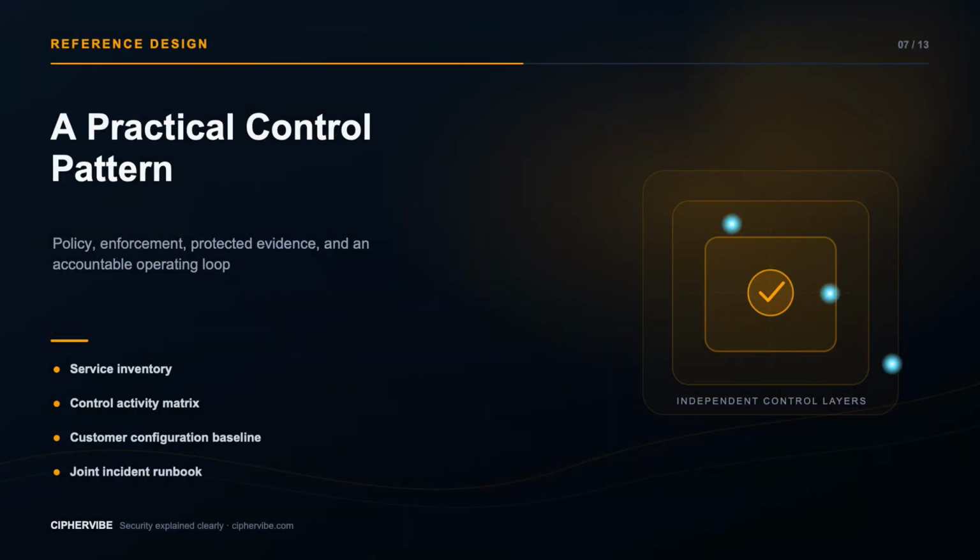Begin with an explicit policy that describes the permitted outcome. Enforce that policy at the closest reliable control point. Route decision and activity evidence to protected storage. Then give an accountable team a tested path to review exceptions, correct drift, and respond to violations. The shared responsibility pattern inventory services maps each control activity to a named owner, automates customer-controlled safeguards, and rehearses the provider-customer incident interface before a real event.